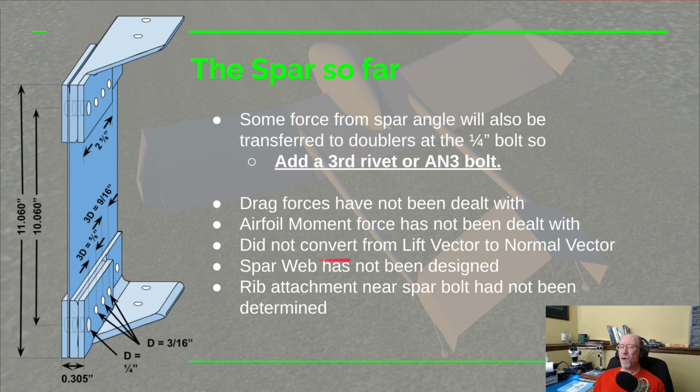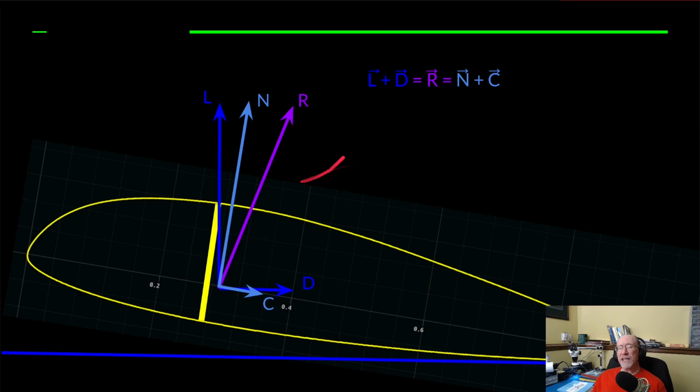Another thing that I mentioned before, we didn't change our lift vector to a normal vector. So let me show you that real quick. Now we talked about the normal vector versus lift vector when we were looking at the spar from the back. We also have it when we're looking at the chord direction of the wing. We have lift going straight up, but really we need to take into consideration normal force. In this case, it's normal to the chord line. So we really need to convert this lift over to a normal, and we didn't do that here in this video.